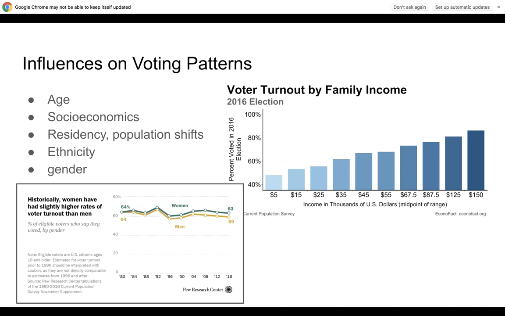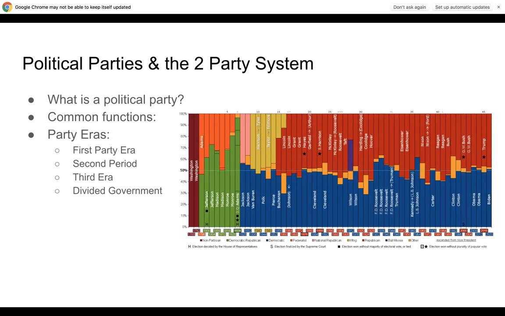Maybe if you're not making a lot of money, you can't afford a day off to go vote. Maybe you can't afford transportation to go vote. Ethnicity and gender. Women have had slightly higher rates of voter turnout than men over time, not hugely significant. And ethnicity depends really on state to state, and over time as well.